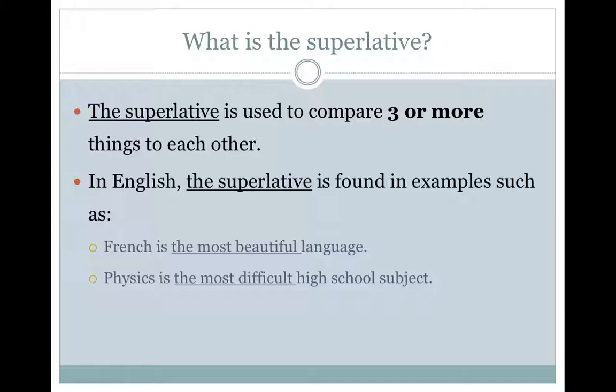Or another example, physics is the most difficult high school subject. You're not saying physics is more difficult than English. You're saying physics is the most difficult. And lastly, the Killers are the best band. And of course, that's personal opinion, but I'm not saying the Killers are better than this group or that group. I'm saying out of all of them, out of three or more, Killers are the best band.